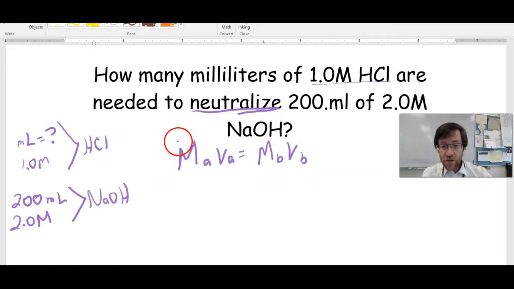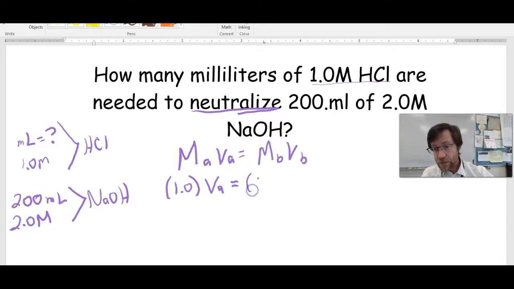The molarity of my acid is 1.0, and the volume of my acid is something I don't know yet, so we're going to figure that out. But for my base, I have everything I need to know. The molarity is 2.0, and the volume I'm just going to switch to liters to be on the safe side. You don't have to, but you should.